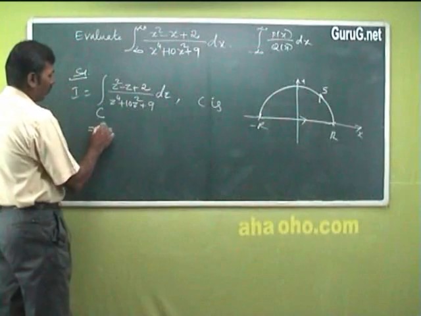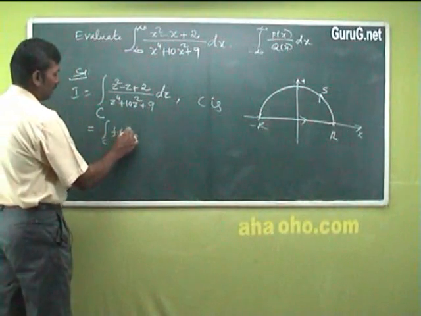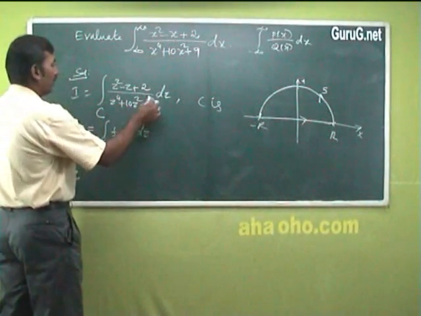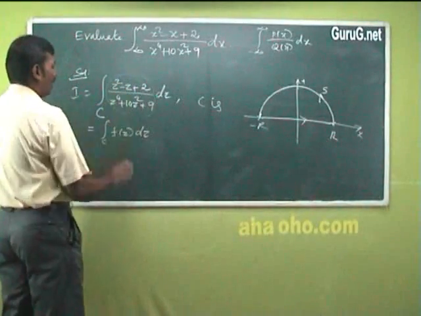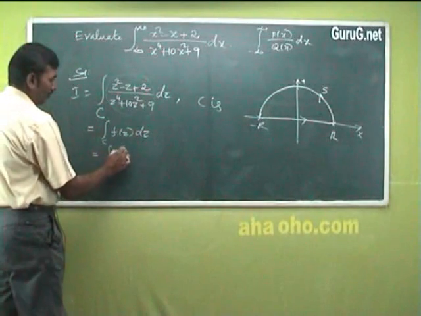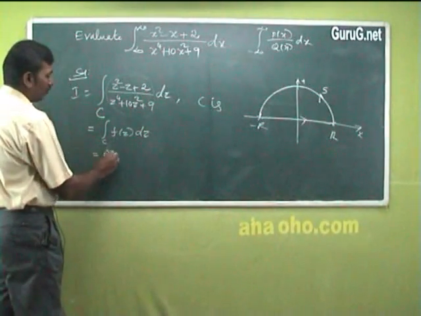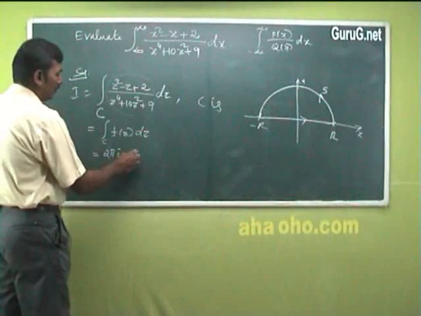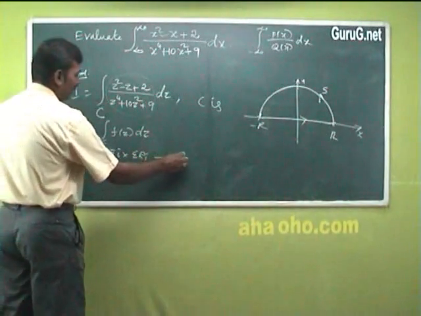Now it is of the form what? So integral over C f of z dz. This formula is there, and you can take this as f of z. Now, for the integral of f of z dz, according to Cauchy's residue theorem, what will come? 2 pi I into the sum of the residues. This is the formula for us.